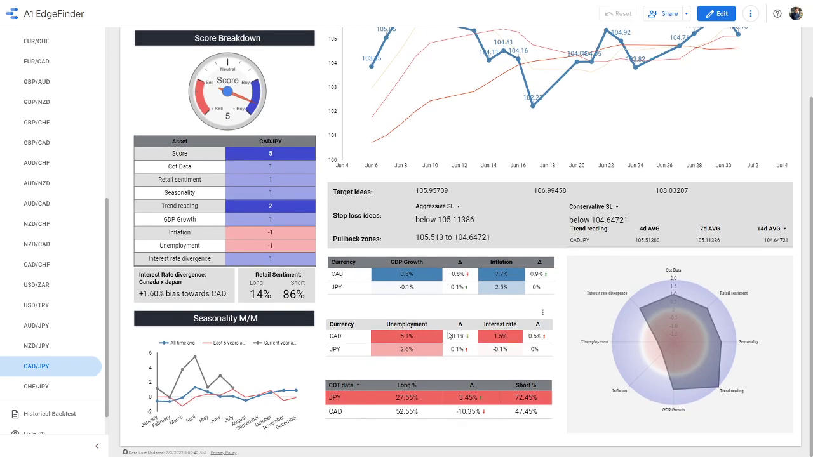So if we take a look at the COT data down here, what that's telling us is, when we look at institutional positions, and this is what we've programmed for, the CAD has 52.5% long placements and 47% short placements. Conversely, the JPY has 27.5% long and 72.5% short. That tells us that in terms of institutional positioning, they're more likely to be selling. Big players are selling the yen, they're buying the CAD.